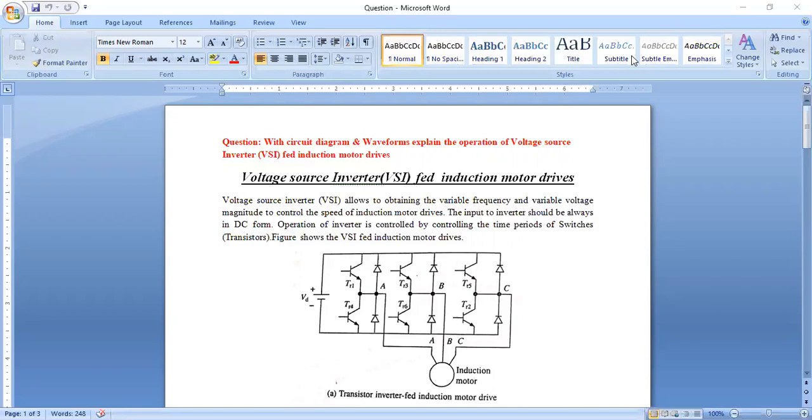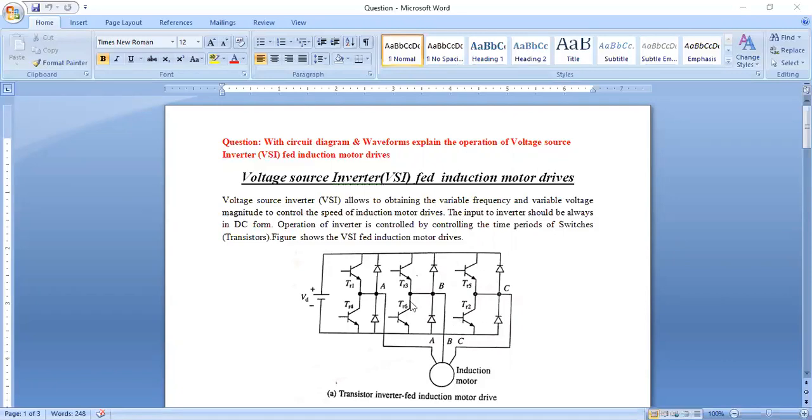So why do we call it a voltage source inverter? Because the inverter acts like a voltage source to the induction motor. Whatever we are feeding to that motor, a DC supply is given, and the induction motor is getting supply through the inverter. It is giving the voltage to the induction motor.